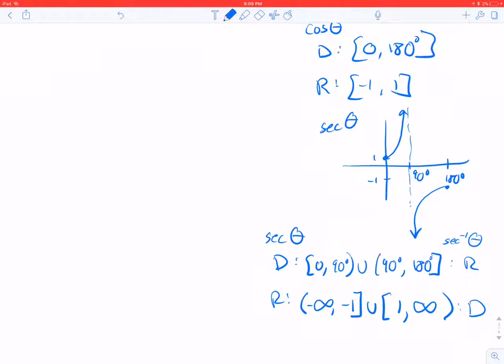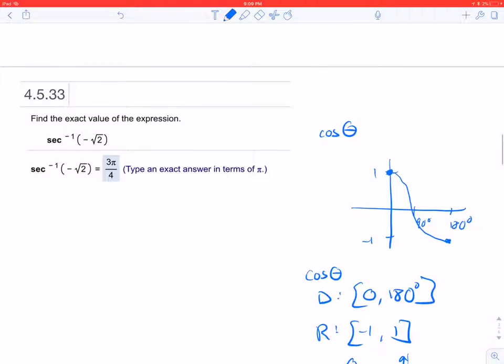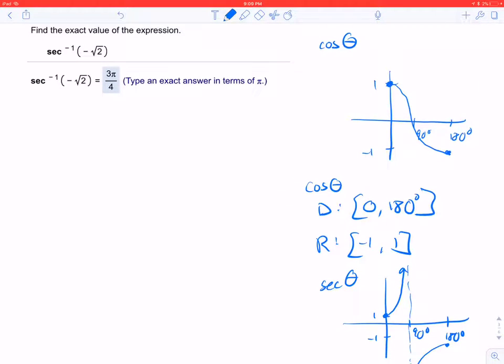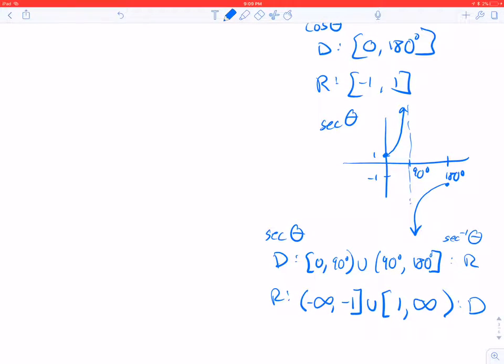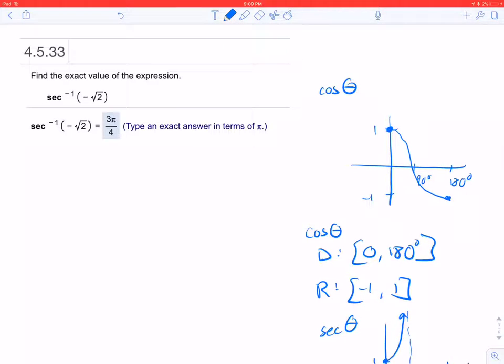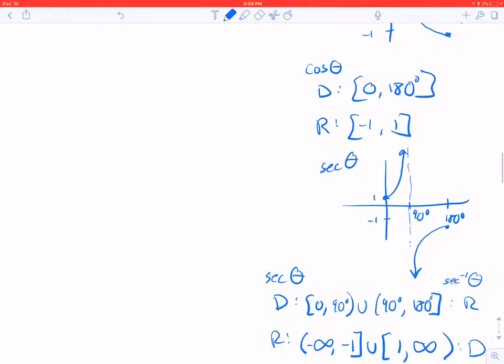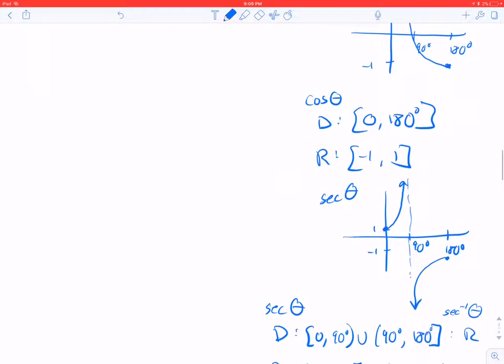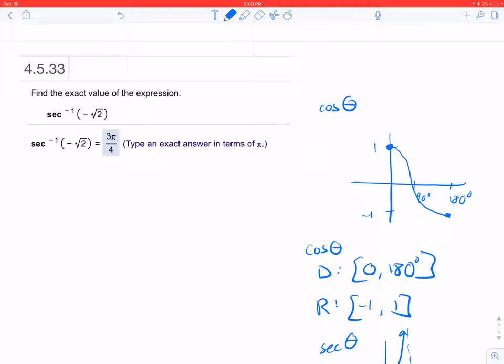All right. So if we're doing inverse secant of -√2, that's a number that's to the left of -1, so it's going to be over here. So it's actually in our domain, so we can proceed. Okay. So that was just a nice little exercise, but it worked out, so we can move forward. So now let's look at what we're given.